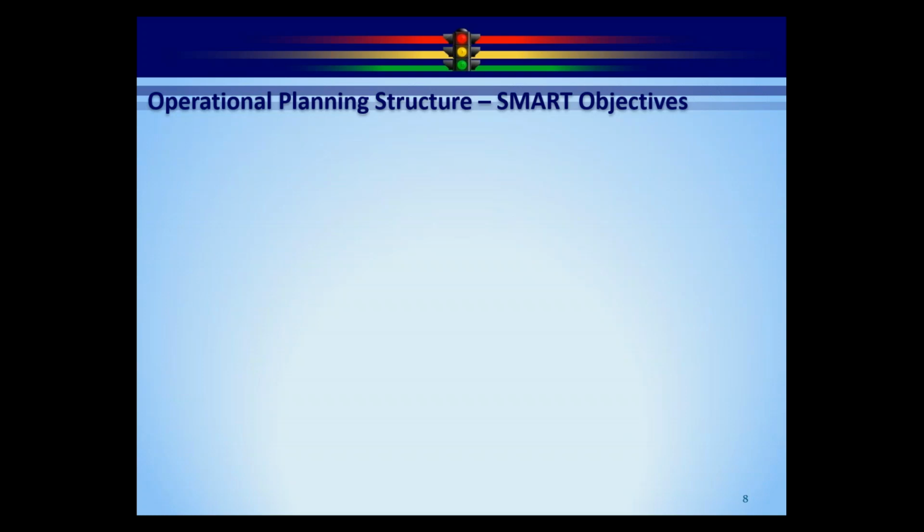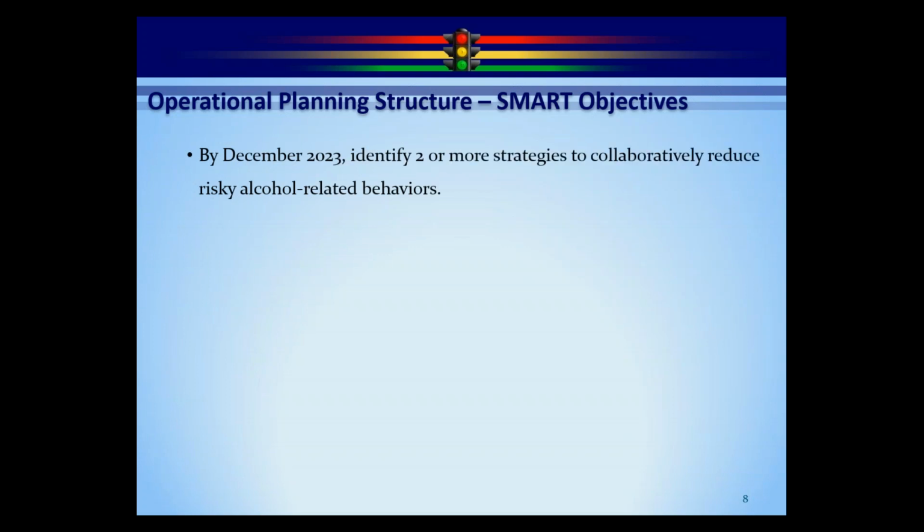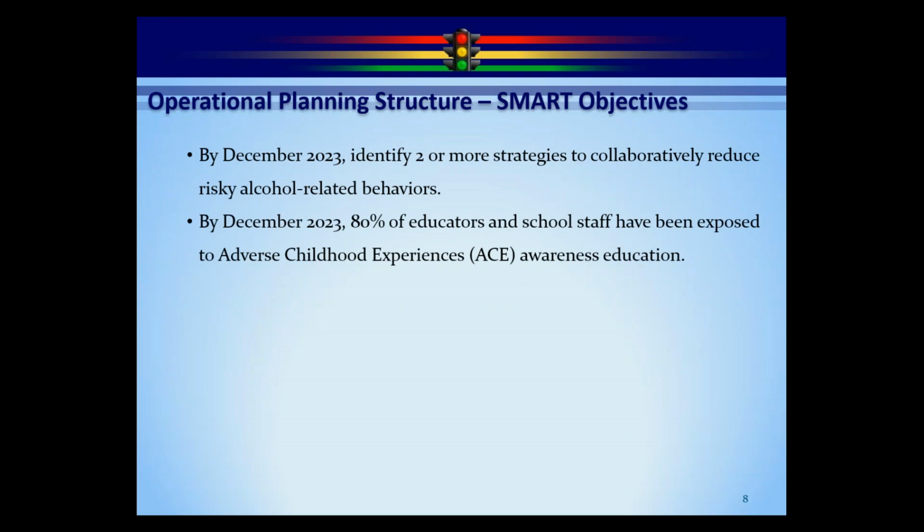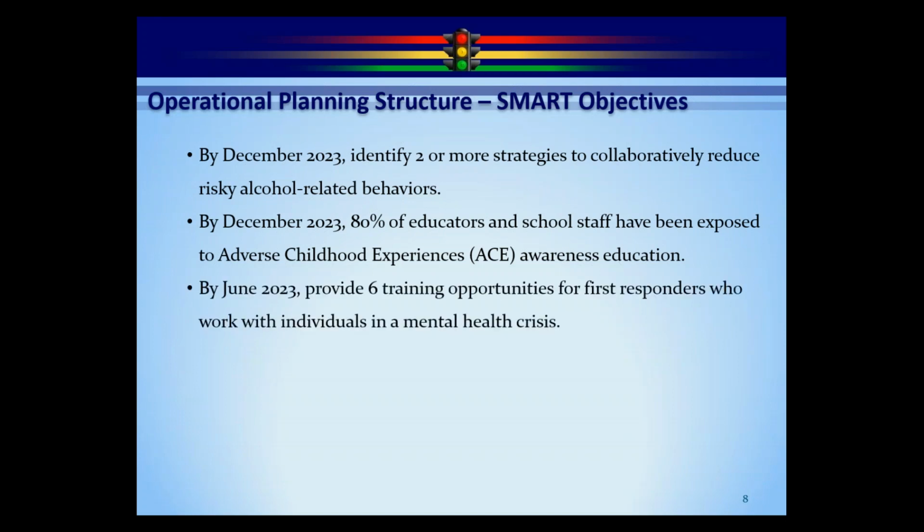So we're going to go over some live examples again. By December 2023, we're going to identify 2 or more strategies to collaboratively reduce risky alcohol-related behaviors. By December 2023, 80% of educators and school staff have been exposed to ACE awareness education. By June 2023, provide 6 training opportunities for first responders who work with individuals in a mental health crisis.